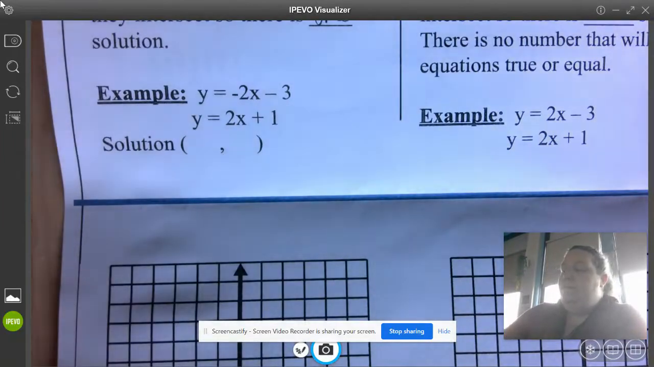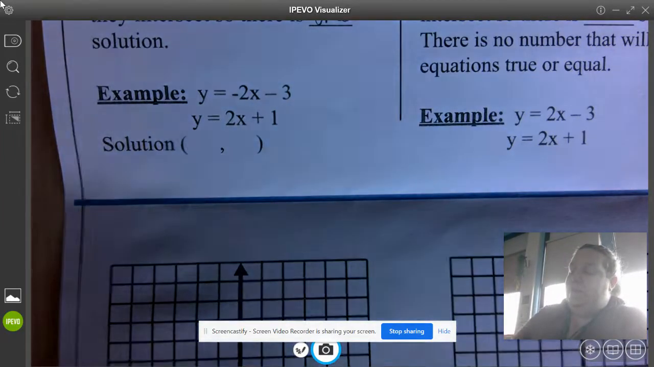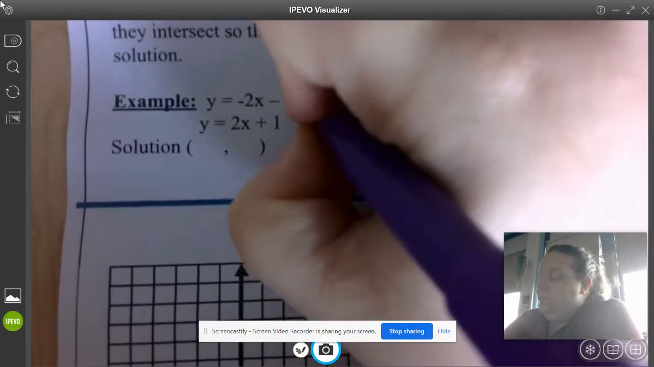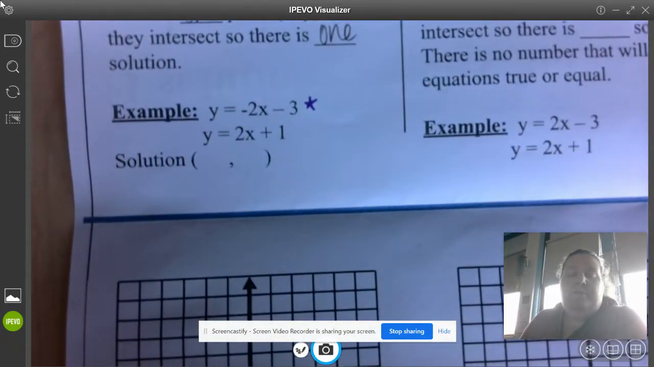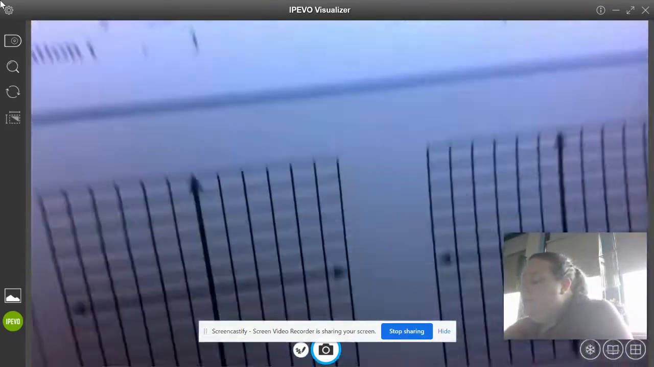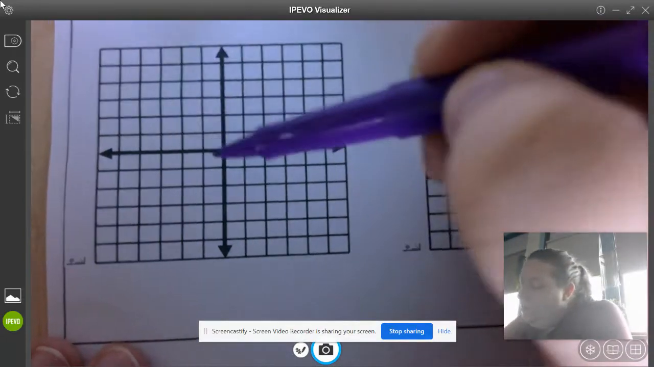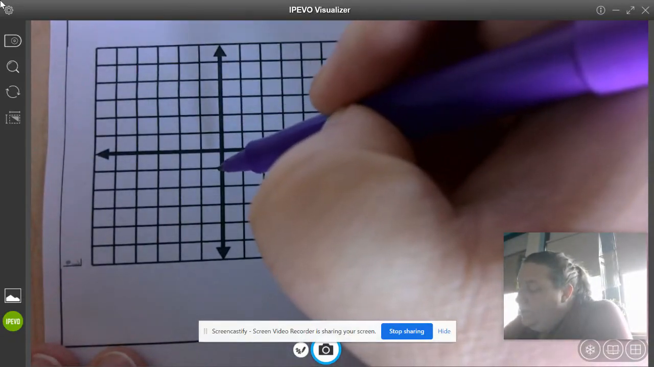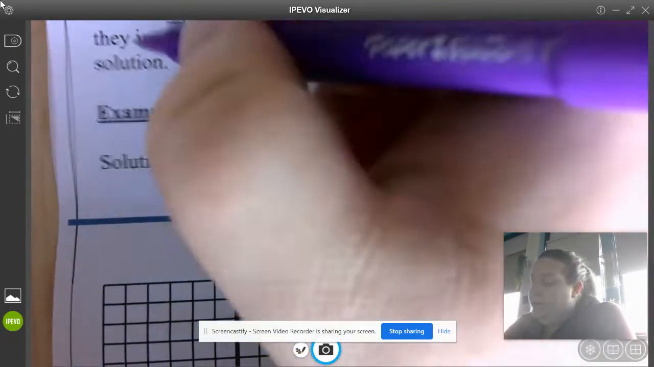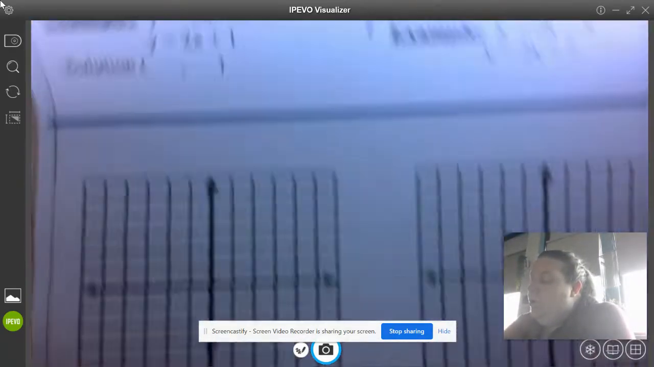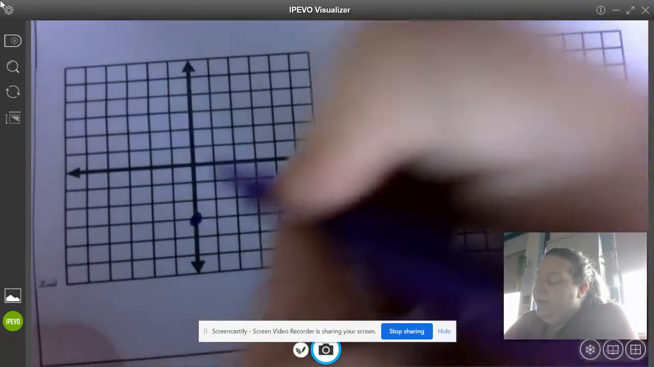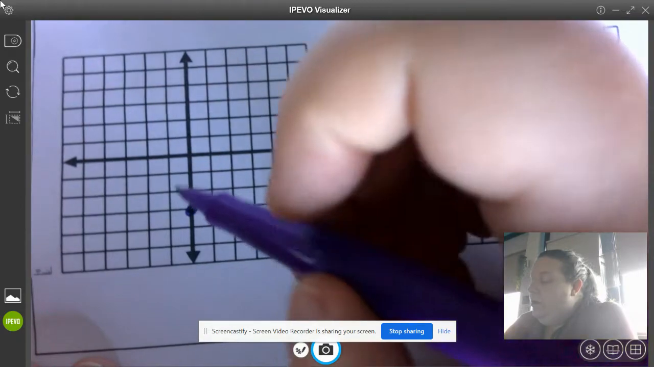I'm going to use some markers so we can see the different colors. My first line I'm going to graph in purple. My y-intercept is -3, which is where it's going to hit the y-axis. Starting at the origin, I go down 1, 2, 3. The slope is -2, or -2/1. Because it's negative, from my y-intercept I go down, and then to the right one.